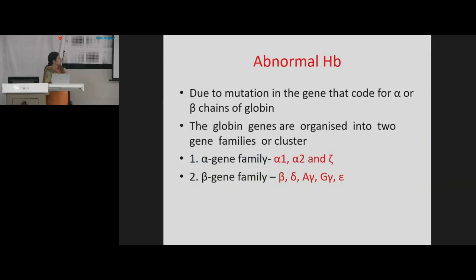Now we'll see what abnormal hemoglobins are. This may be due to a mutation in the gene that codes for the alpha and beta chains of globin. The globin genes, as we have already seen, are organized into two gene families or clusters: the alpha gene family and the beta gene family. The alpha gene family is alpha 1, alpha 2 and zeta, and the beta gene family is beta, delta and epsilon.